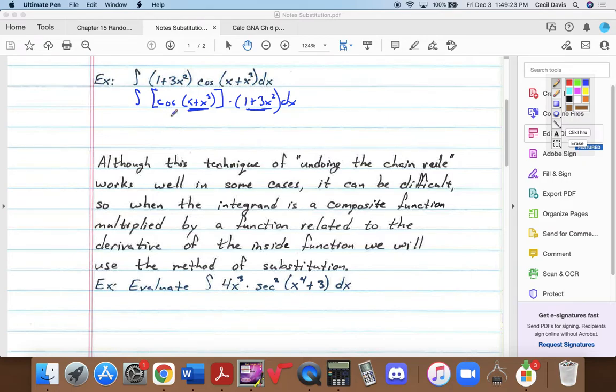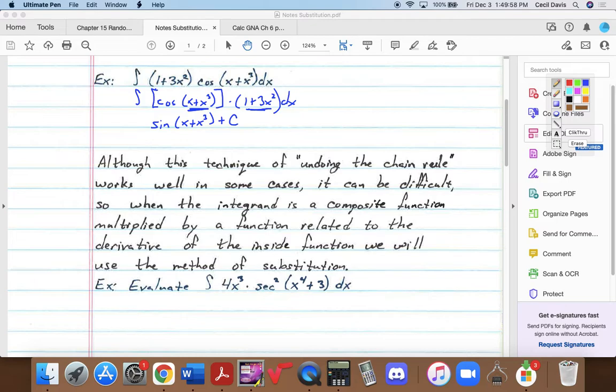Well, the antiderivative of cosine is sine. So this is going to be sine of x plus x cubed. And because this is an indefinite integral, we need to give the general solution plus c. And there are a lot of problems where this is all you're going to have to do, is undo the chain rule. But sometimes it can be a little trickier than that.